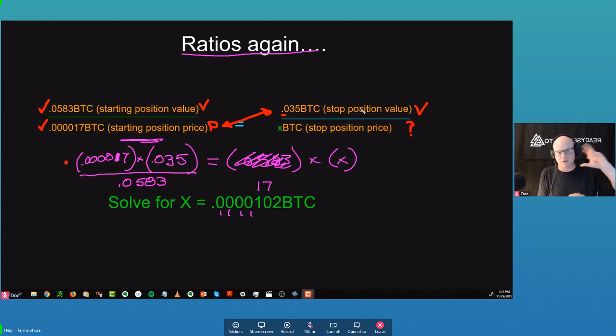We know that if we lose 2% of our 5%, if we've only got 3% of that position value left, we already know what that is. We know this. We can calculate this. What we don't know is what the price is in BTC for that coin when it's down to there. So we have to solve for that. That's the only thing that we don't know. And if we solve for X, this is the value that we're going to get.